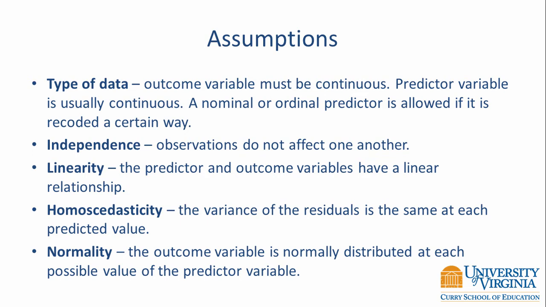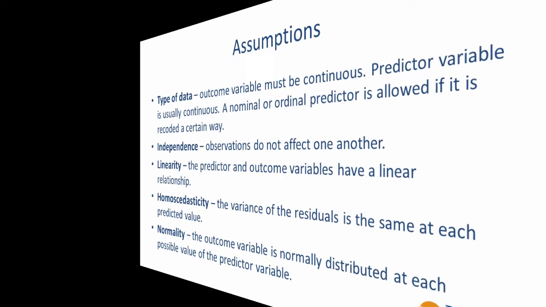Homoscedasticity and normality do not affect our ability to find the best fitting regression line. They are assumptions that we need to make inferences about the predictions, or inferences about the slope and intercept coefficients. Nevertheless, we will check these assumptions whenever we use regression.